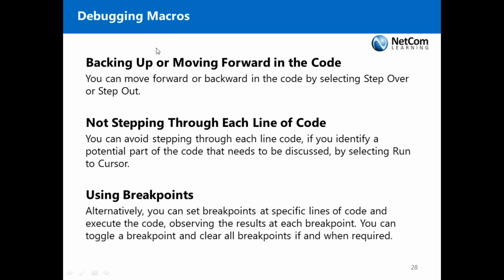So, debugging macros. While debugging macros, you can back up or move forward in the code. You can skip a few lines of code, and you can go back to execute specific lines, or you can skip some steps. You can pick not stepping through each line of code. You can just keep playing along, and you can use breakpoints to stop the execution, as mentioned before.